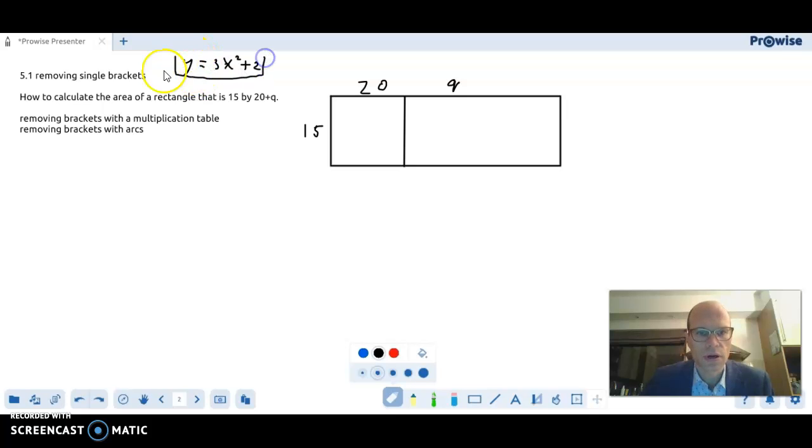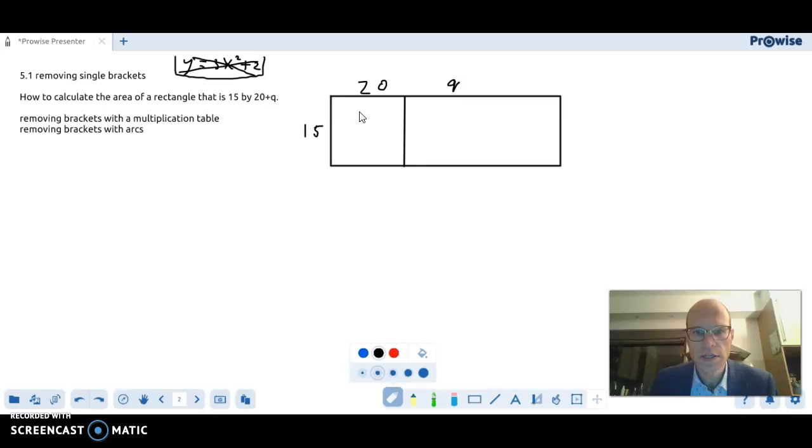We're going to start with something else, with paragraph 1, removing single brackets. And this has to do with areas, and how to calculate the area for a rectangle that is 15 on one side and 20 plus q on the other side. There are two ways to do that, and you should get the same answer, of course, if you do things in two ways. And afterwards we're going to remove brackets with a multiplication table and with arcs.